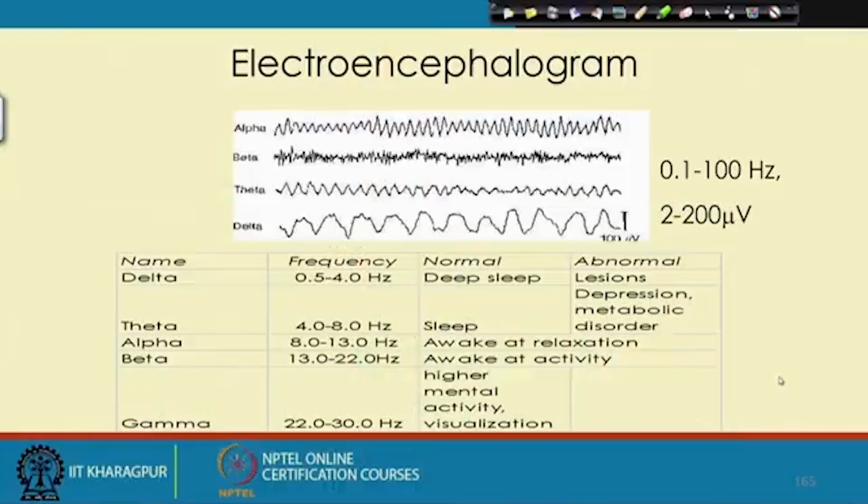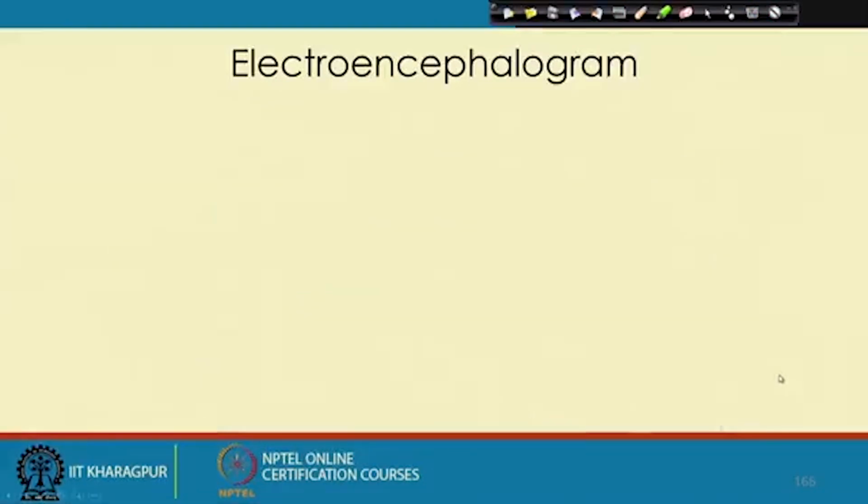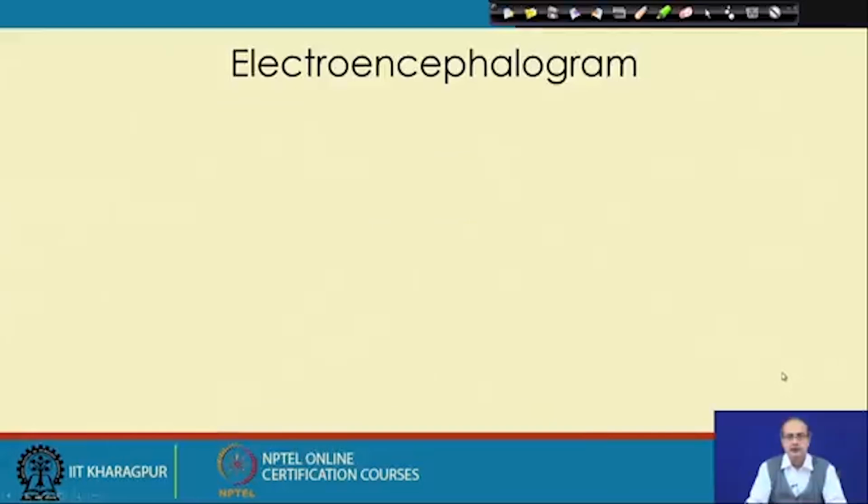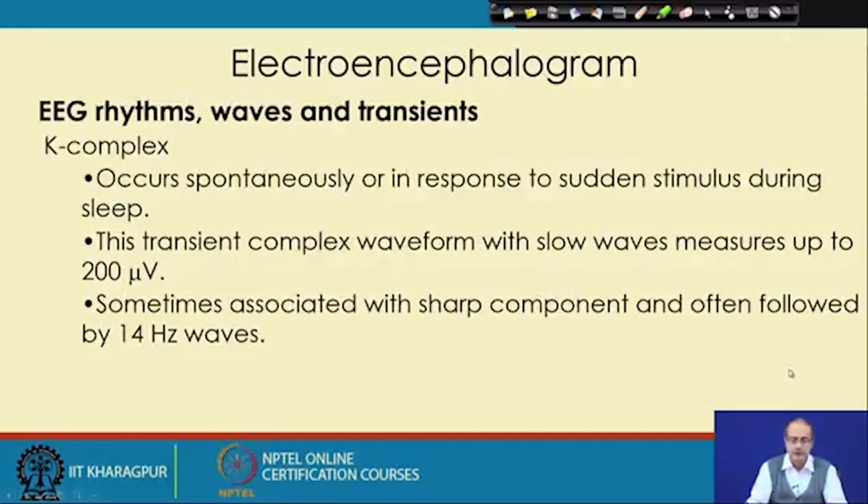However, it does not mean that there are no waves with shape. Now we will go for the description of the things that are present apart from these, which have some shape. So, for the EEG rhythms, first we will look at the K complex.